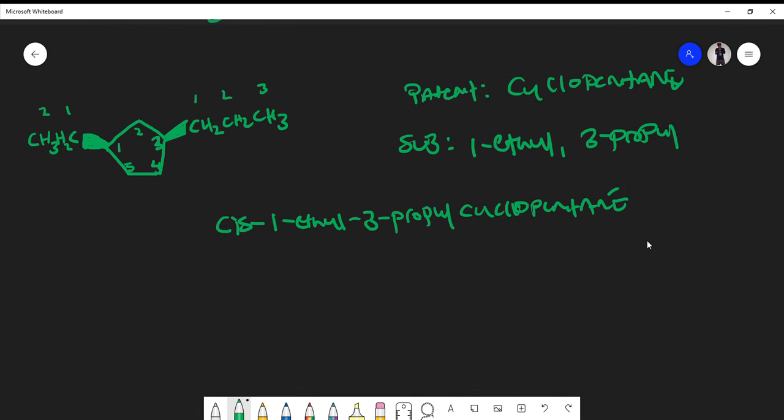Now again, if the structure was written in such fashion where there's no stereochemistry or any spatial orientation of the atoms, then the cis would not be applicable. And this is how we name cycloalkanes with respect to the IUPAC formula.